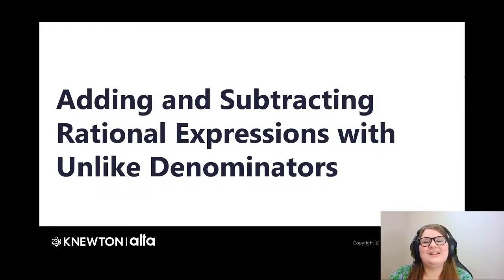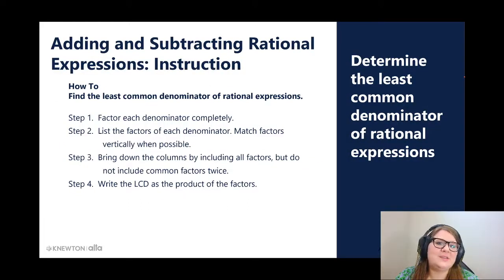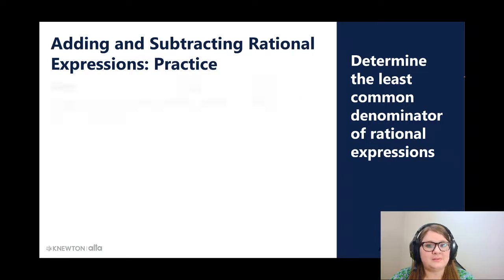In this video, we're going to talk about adding and subtracting rational expressions that have unlike denominators. So the first thing we want to do with this type of problem is to factor each denominator. Because once we've listed out each factor of each denominator, we're going to be able to match them and figure out what the lowest common denominator is. Once we know our lowest common denominator, we can make the denominators match.